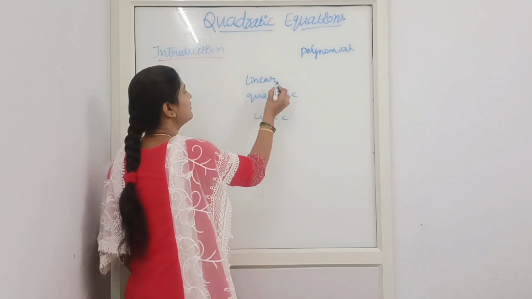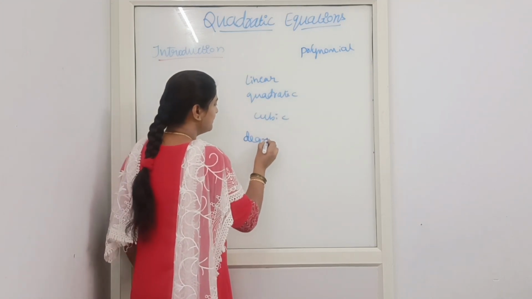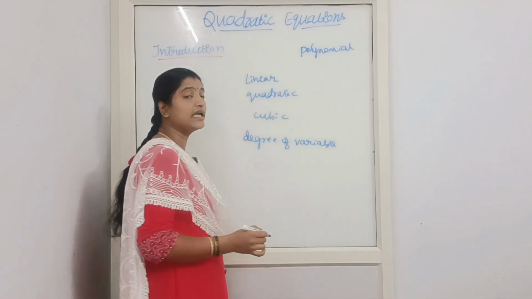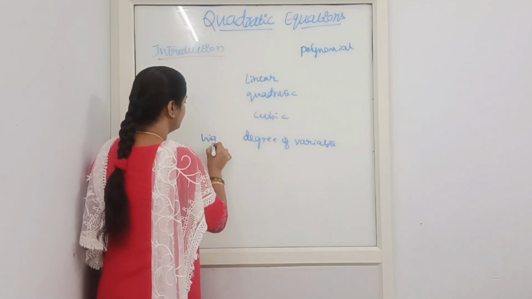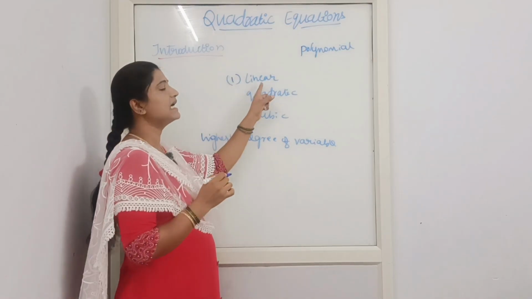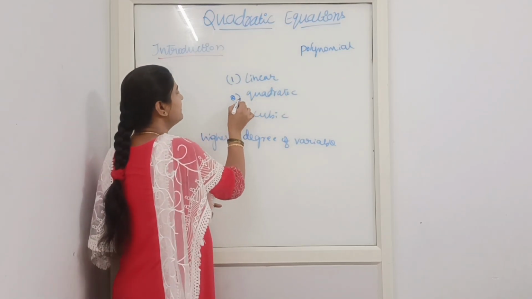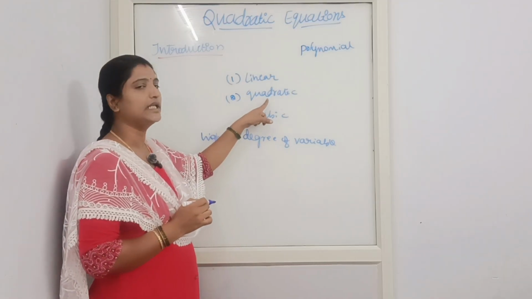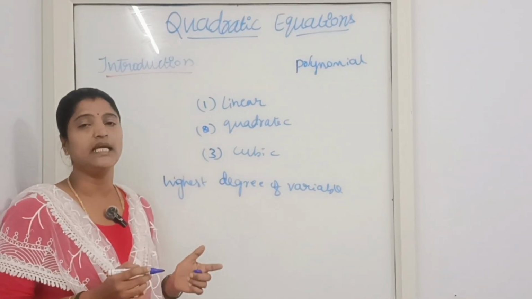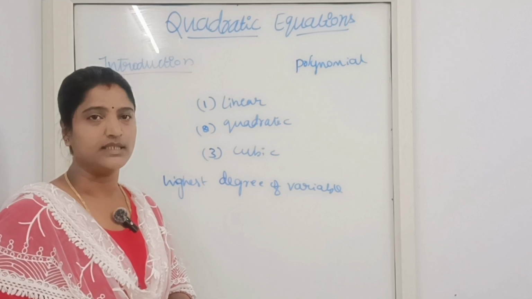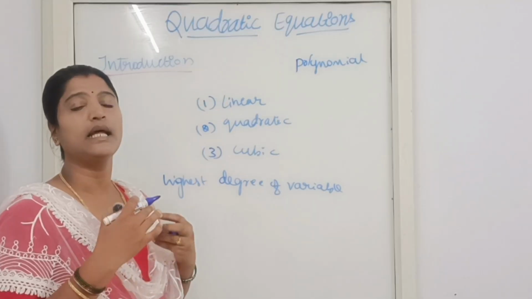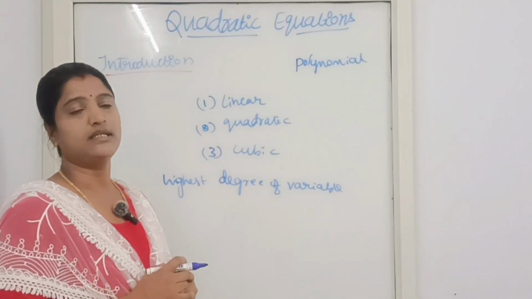The words are based on the degree of the variable, the highest degree of the variable. If the highest degree of the variable is 1, it is called linear. If the highest degree is 2, that is a quadratic polynomial. If the highest degree is 3, it is called a cubic polynomial. So quadratic equations means the highest degree of the equation is 2.